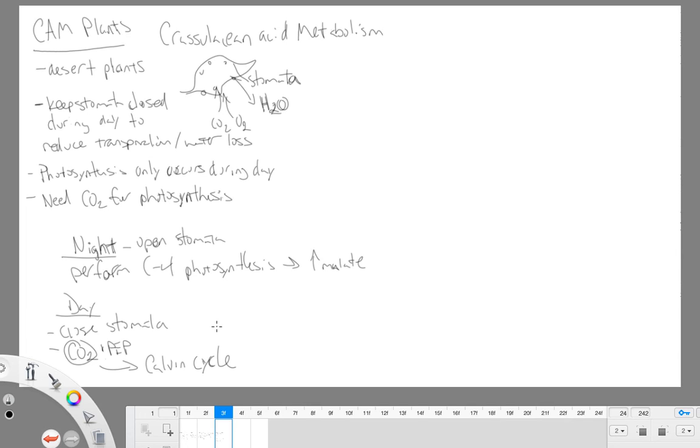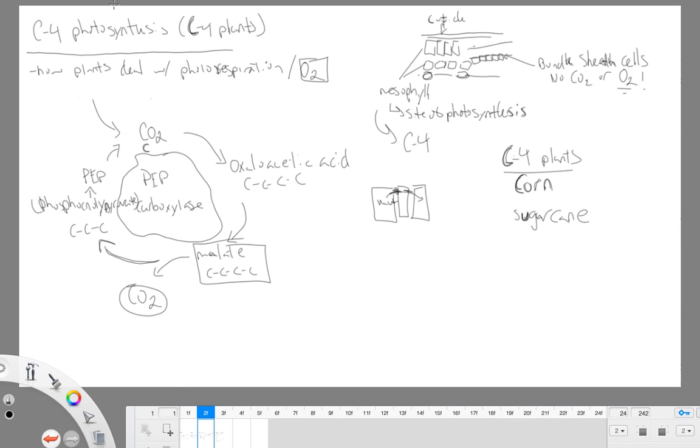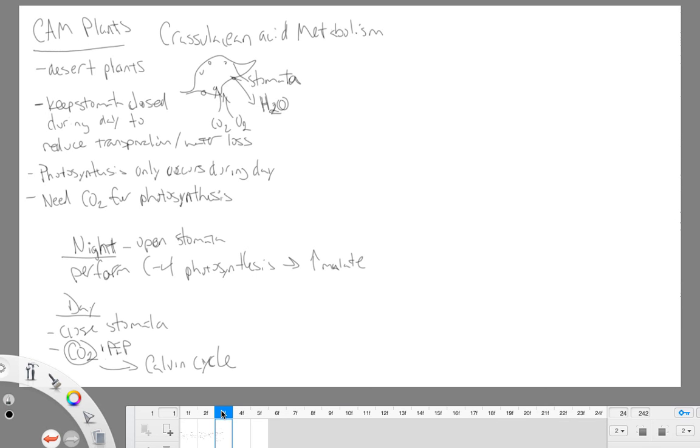So those are our CAM plants, and it's a subset of our C4 plants. And the C4 plants are really a great adaptation to deal with, in the case of regular C4, the issue of photorespiration and oxygen in the environment. And it's been adapted further to then deal with these issues of water loss for our desert plants. So really, really neat process.